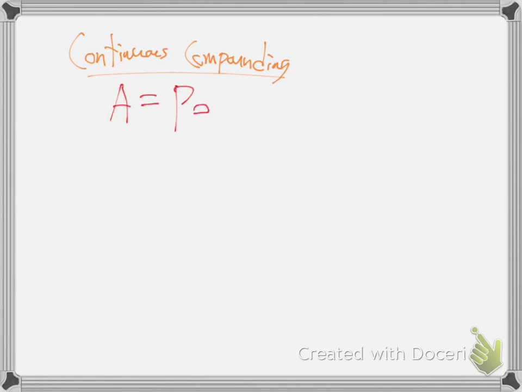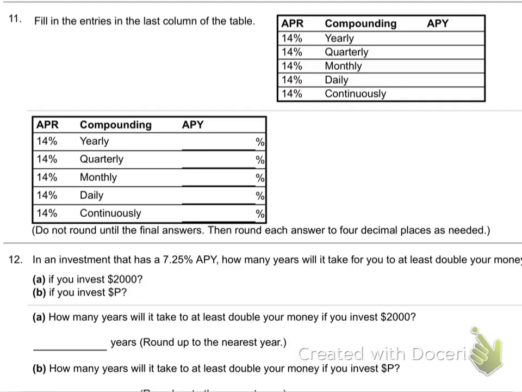So let me just give it to you. Continuous compounding. It's just another kind of compounding. It does mean super fast, but there's a special formula: P e to the rt. It's a different formula. So let's do continuous. For continuous, we're going to use a special formula.